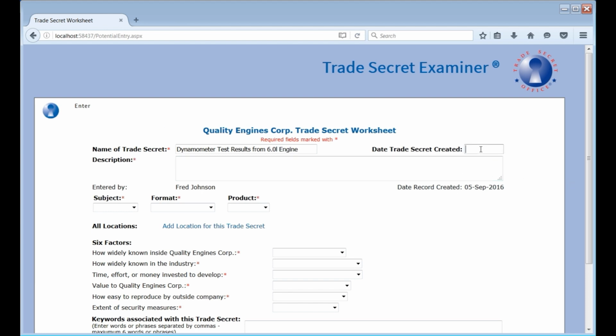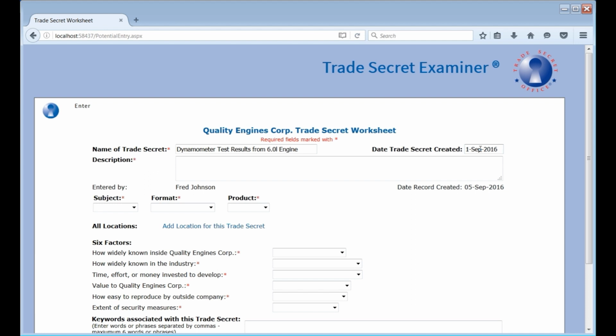And this will be from our 6.0 liter engine. The date that trade secret was created, and I'll put that down as September 1st. So 1 September 2016. That's in an international format because 1/9/2016 in the United States means January 9th, but 1/9/2016 in Europe means the first day of September. So we have an unambiguous way of specifying the date.